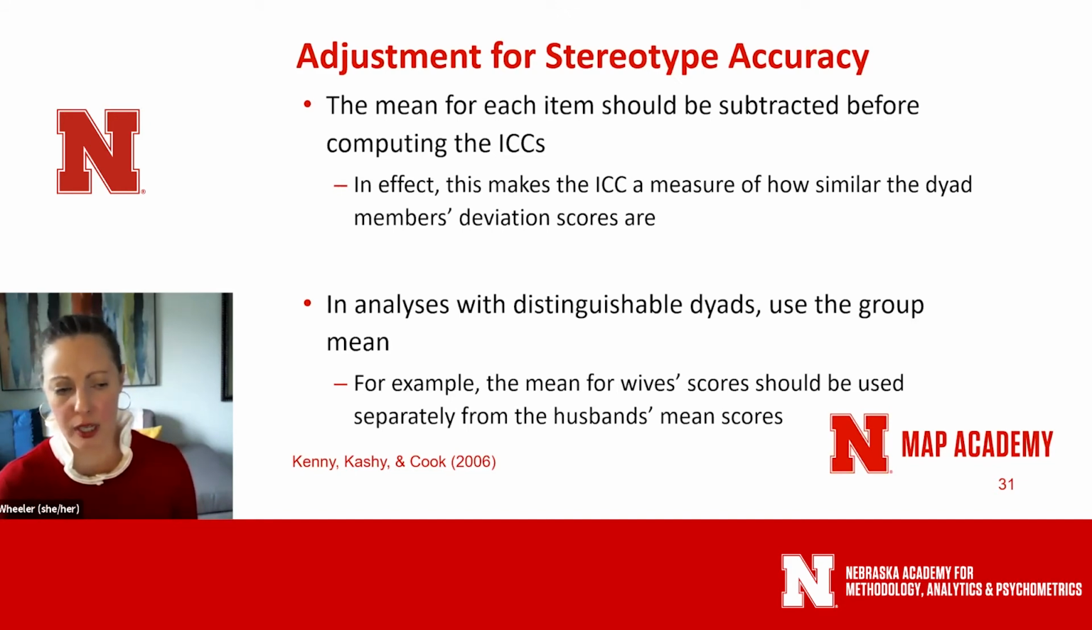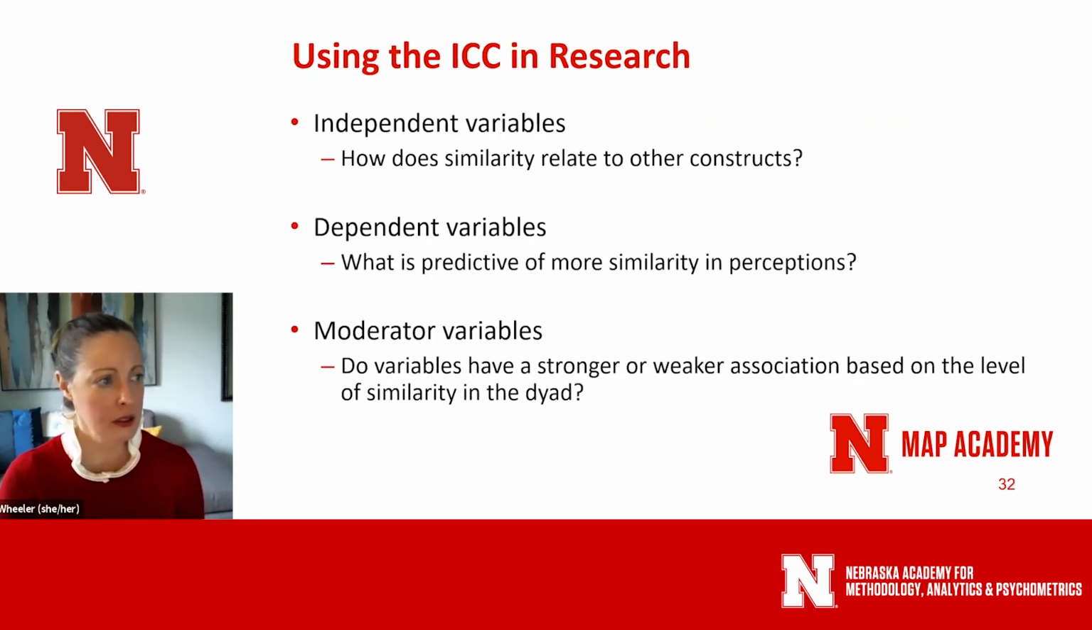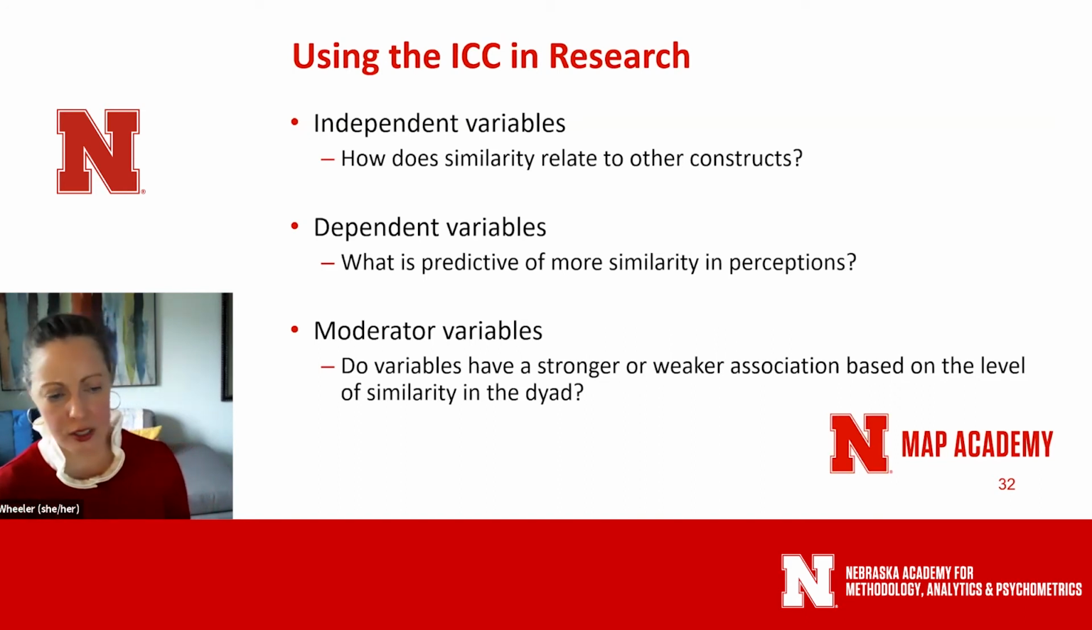Lots of computer programs can create an ICC for you. But this is just giving you an example of how you might go about adjusting that ICC. Once you've created the ICC and then adjusted it, if you're interested in that piece of it, you can output the ICC into a variable in your data set and then use it as an independent, dependent, or moderator variable to try to understand questions of how similarity relates to other constructs, or what is predictive of more similarity in perceptions, or whether variables have a stronger or weaker association based on the level of similarity in the dyad.